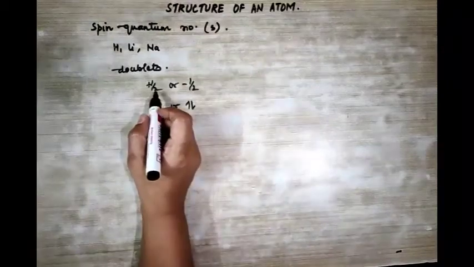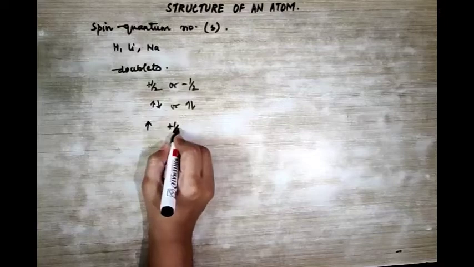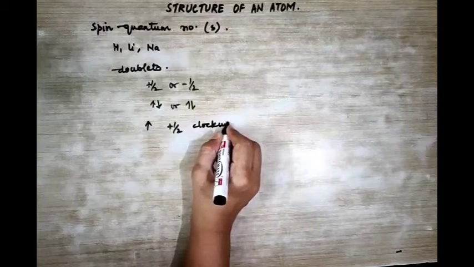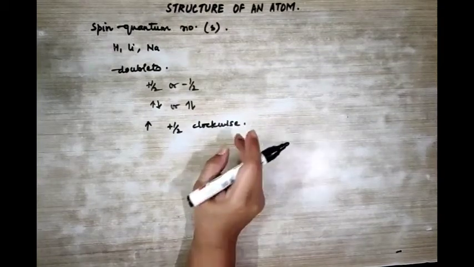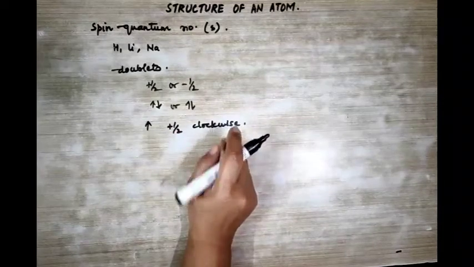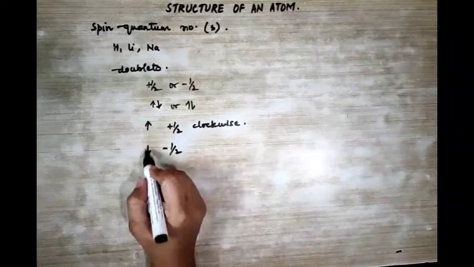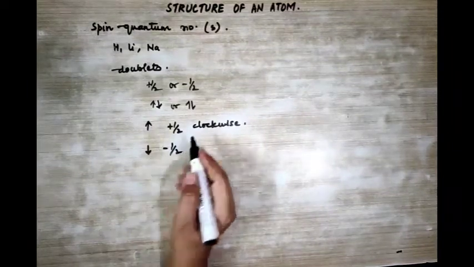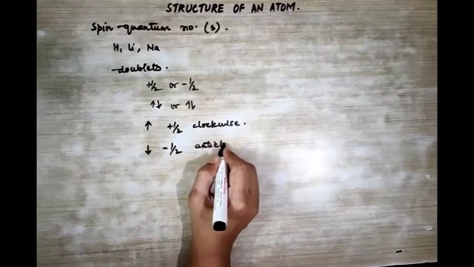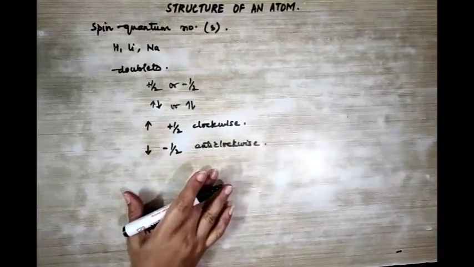These spins are also shown by arrows, like an upward arrow or a downward arrow. They can be shown like this, or we can also show it like this when both are together, right? So when do we show the upward arrow? Upward arrow also means plus half spin. Okay, this is your clockwise. When the electron is spinning clockwise, then it is plus half. When there is a downward arrow, then it is minus half, which also means it is moving anti-clockwise. I hope this much is clear.